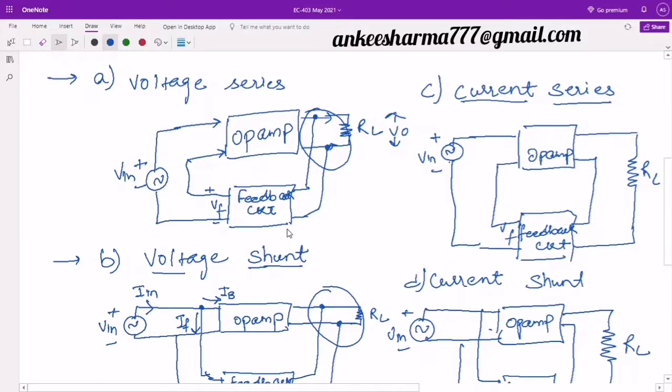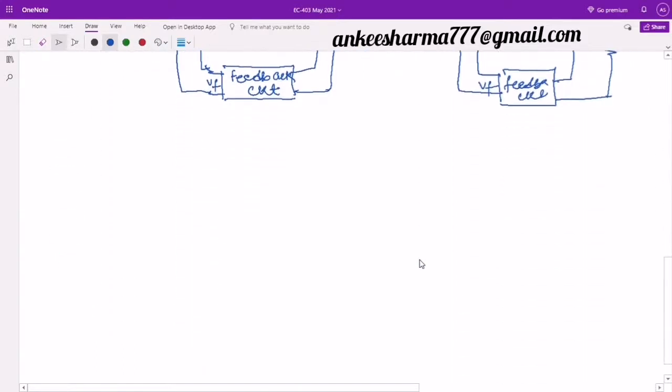Now out of these I am going to discuss in today's lecture only two configurations, that is the voltage series configuration and the voltage shunt configuration. And why I am discussing only these two, we will come to know after completing it. So let me start with it. I guess it is clear to you all. Does anyone have any doubt?